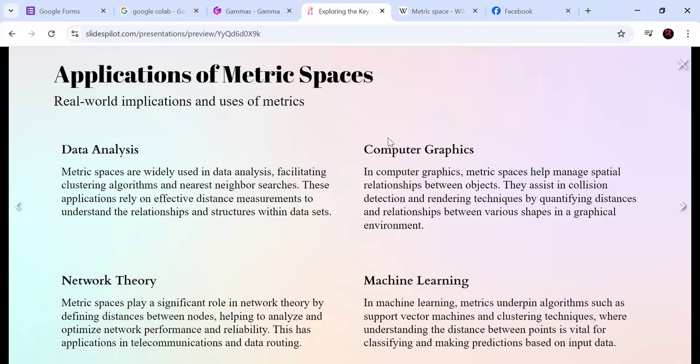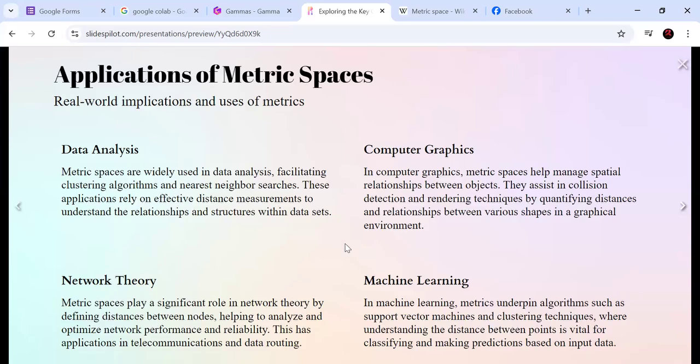Third is computer graphics. In computer graphics, metric spaces help manage spatial relationships between objects. They assist in collision detection and rendering techniques by quantifying distance and the relationship between various shapes in graphical environments.